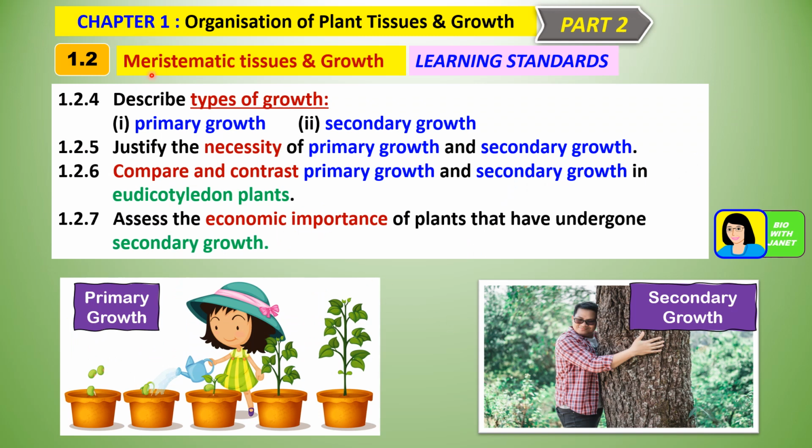So the learning standards for this topic are as follows. Meristematic tissues and growth. We should be able to describe the types of growth: two types of growth, primary growth and secondary growth. Next, justify the necessity of primary growth and secondary growth. Then compare and contrast primary growth and secondary growth in eudicotyledon plants. And finally, assess the economic importance of plants that have undergone secondary growth. How do they contribute to the economy of the country?